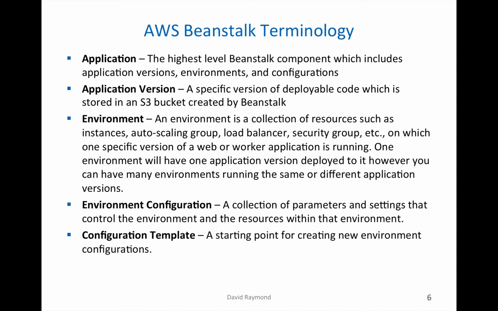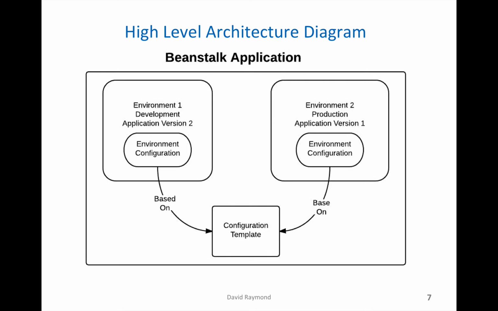Environment configuration is simply a collection of parameters and settings that control the environment and the resources within that environment. A configuration template is a starting point for creating new environment configurations, and you typically use this with the AWS CLI for Beanstalk. I've created a high-level architecture diagram of Elastic Beanstalk, and this just goes over what I just described.